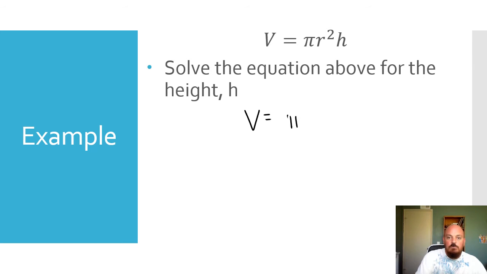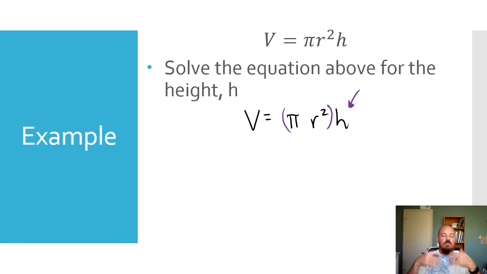Volume equals pi r squared h. And I want to isolate this h right here. Now remember, to isolate means to get rid of everything around it. So what I want to get rid of is this thing right here, this pi r squared.